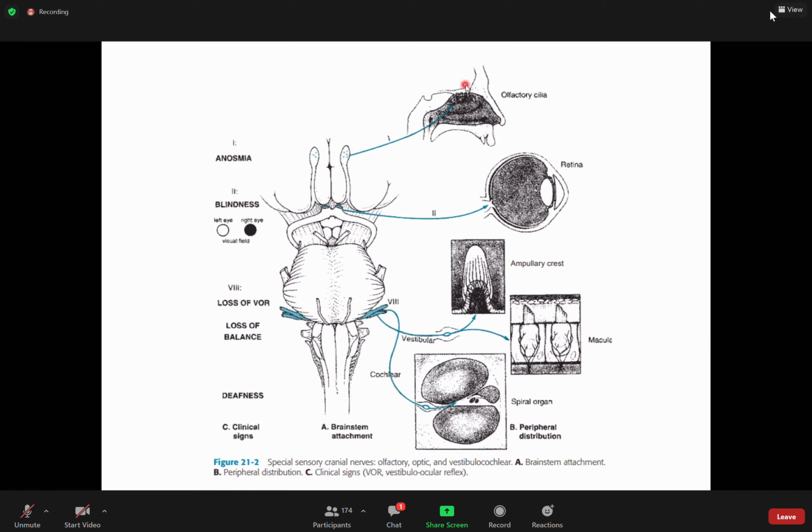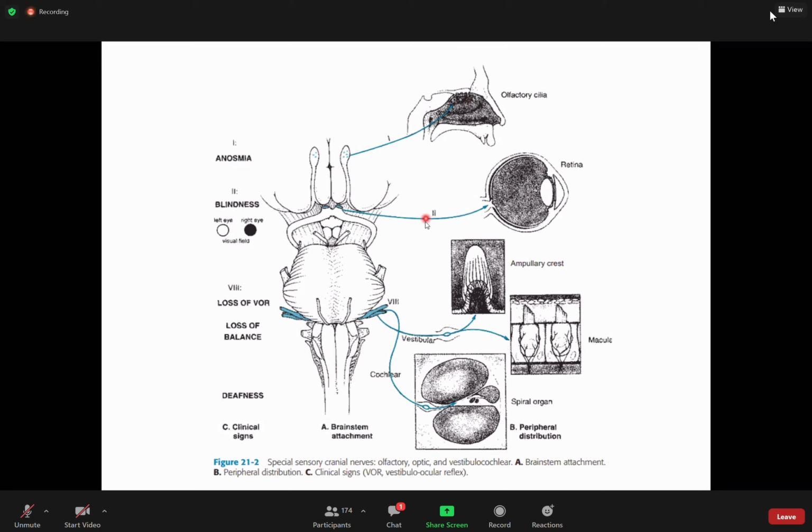So the sensation for smell is passing directly from the roof of the nasal cavity to the brain, where you have the olfactory bulbs. If you have damage to the olfactory nerves, then you lose the sense of smell, and the condition is called anosmia.